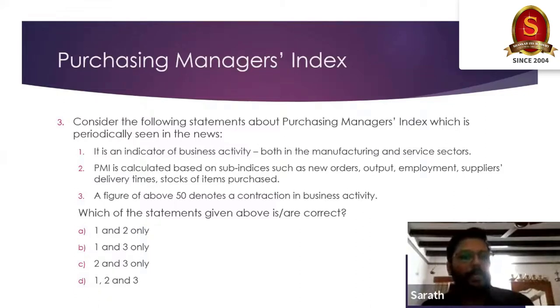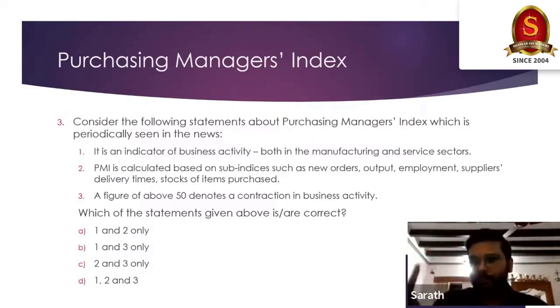The second statement, PMI is calculated based on sub-indices such as new orders, output, employment, suppliers' delivery time, stocks of items purchased. These are some of the indices that are there. Because we have separate purchasing managers index for manufacturing and services and a composite one, we cannot say specifically these are the exact sub-indices. These are some of the sub-indices which are used. It is correct. It is a very generic kind of statement. There is nothing obviously wrong about it, so you will have to naturally assume it to be right. Okay, I'm just giving you a logic there.